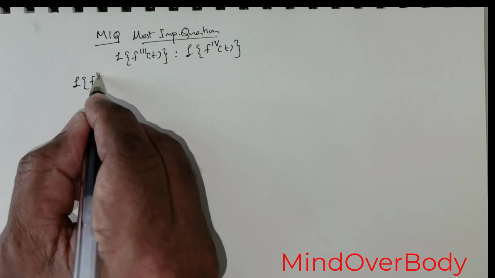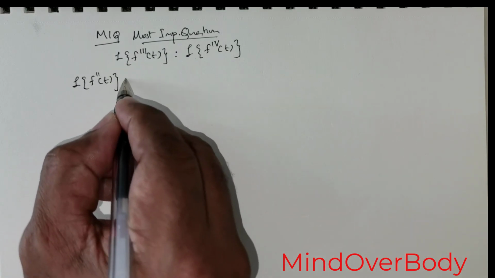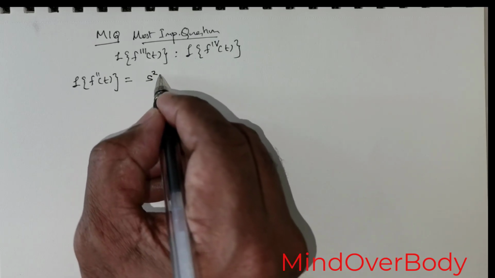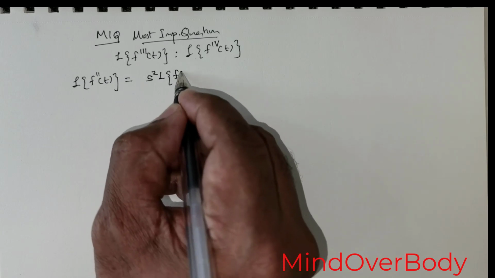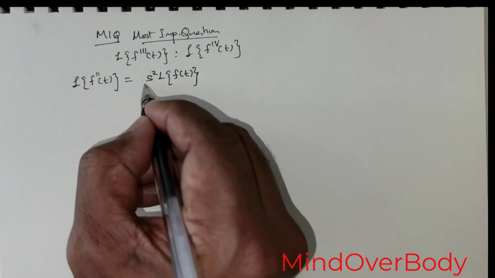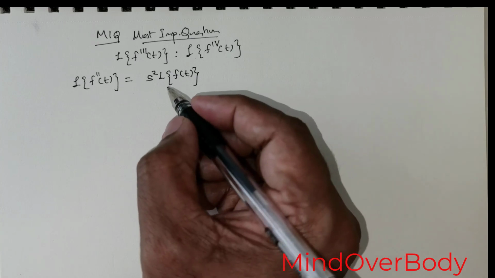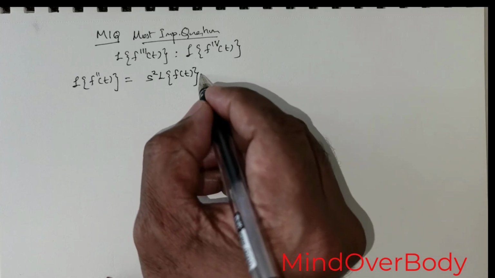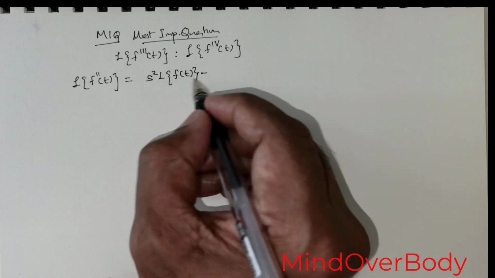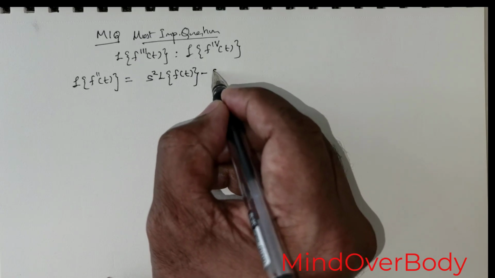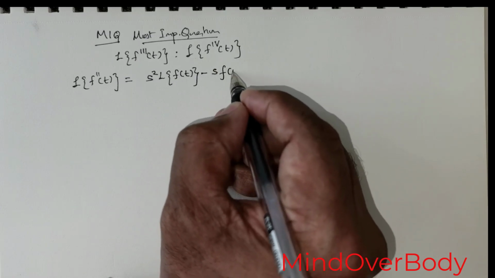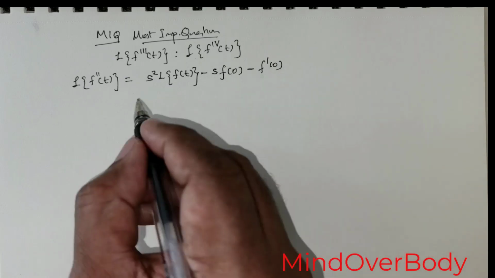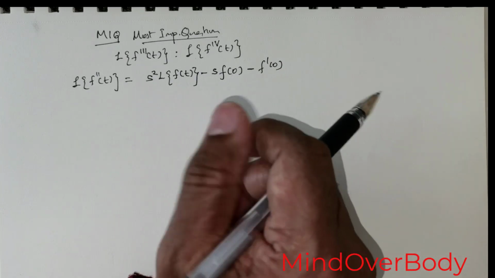For that, let me just show you this. The Laplace transform of f double dash of t is equal to, we started off with this result, s squared times the Laplace transform of f of t. You can write it either like this or you can write capital F of s, it doesn't matter. So I'm going to start off using this small f of t followed by a negative. What we got is s followed by f of 0, and the last term was f dash of 0. So why am I writing this? I'm writing this for your observation.